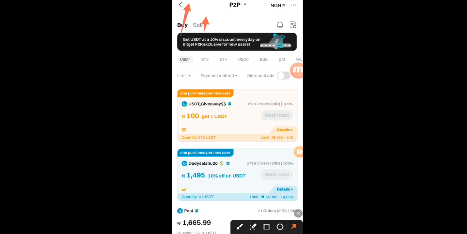Maybe you have a coin like USDT you want to sell and get real cash, especially for those of us in Nigeria. Here you do it. Now we are buying. You want to buy with Nigerian Naira and buy USDT. So my buy button is on.